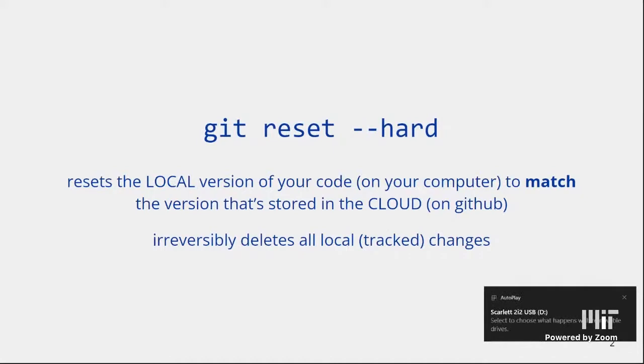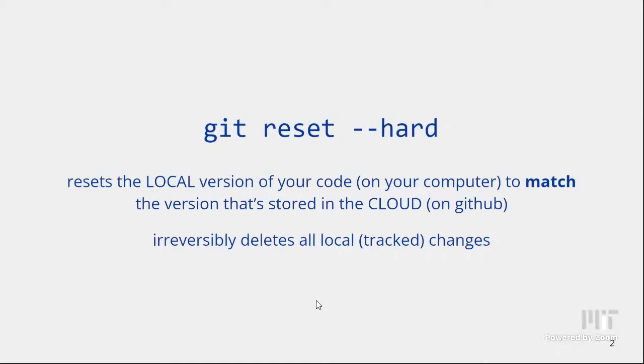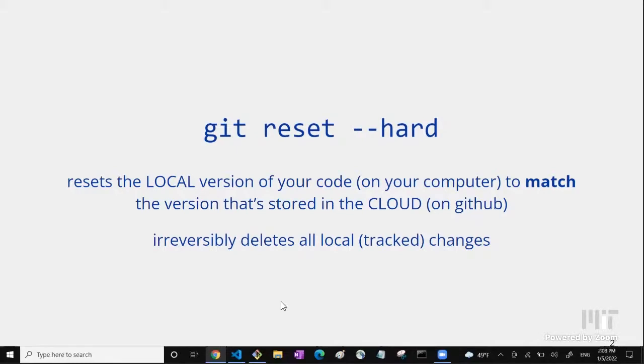Git reset --hard resets the local version of your code on your computer to the version that's currently stored in the cloud. In this case, the cloud is GitHub. It irreversibly deletes all the local tracked changes you made on your computer. So if you're inputting your name or something on Catbook, and then you git reset --hard, everything resets back to its original state.